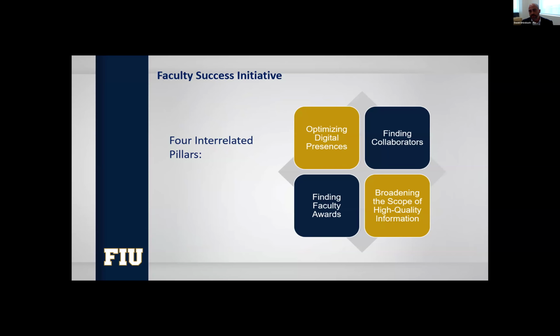In the initial phase of the Faculty Success Initiative, ultimately it's about aligning the infrastructure that we have at the institution with faculty success. A lot of the work we've been putting in place is, as Yeshem mentioned, around optimizing digital presence. There's a lot to talk about as it relates to all of these squares, but what you're going to hear mostly about is optimizing digital presence and a bit about broadening the scope of high quality information. We'll get to that towards the end.